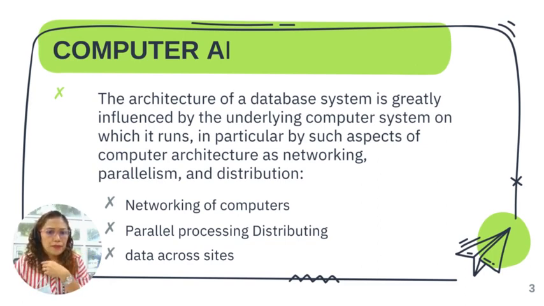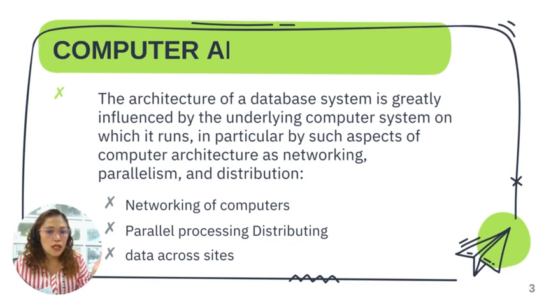Okay, so we have here the definition of the architecture of your database system, which is greatly influenced by your computer systems. So when you say greatly influenced by the computer system, the database performance depends on the computer system that you are currently running with. So if you have a high end or a fast computer system, then basically it follows that your database system will also be fast or efficient in processing queries.